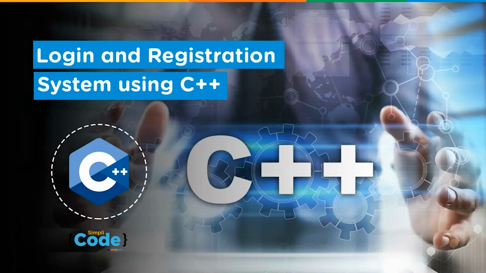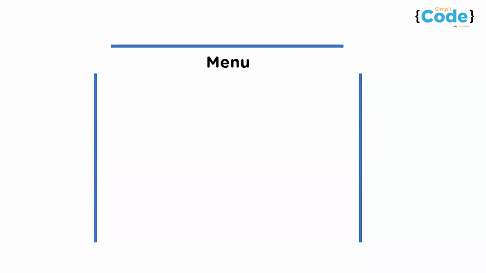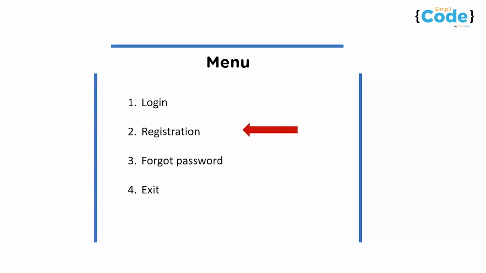So let's go ahead and understand this C++ project of login and registration system. In this project, first of all, we will make a menu page in which there are options like login, registration, forgot password, and exit. Then we'll ask the user to select any one among those options. Once the user has selected a particular option, then we have to continue with the functionality of that. So now let's switch to our code editor and do its practical implementation.